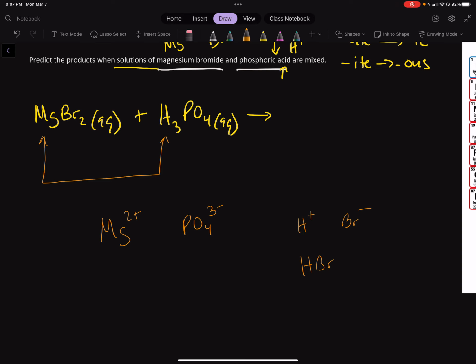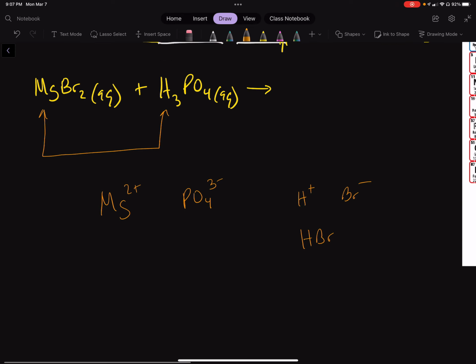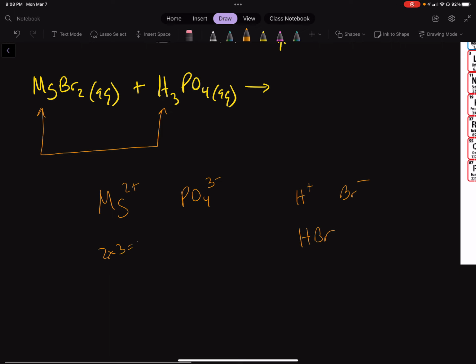But with the magnesium and the phosphate, it's a little bit trickier. And there's a couple tricks for it, like there's the crisscross method where you just take, oh, that goes there and that goes there. But it's better to kind of think of it as, how many am I going to need to make a neutral compound? So since magnesium's 2+ and phosphate's 3-, the least common multiple would be 6. You think like 2 times 3 is 6, and here 3 times 2 is 6.